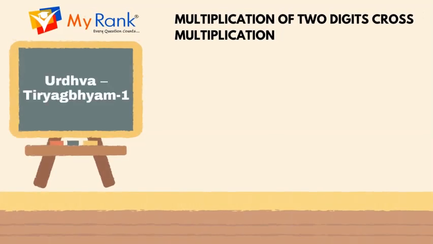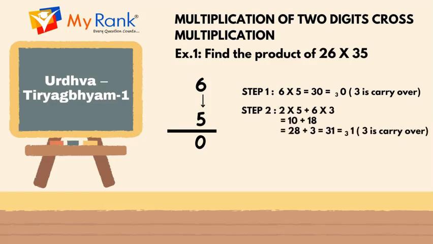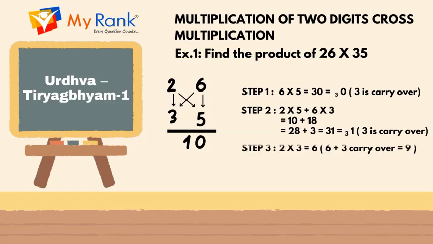Example 1. Finding the product of 26 into 35. Step 1. Vertical multiplication. That means multiplication of both the unit digits. That is 6 into 5 equal to 30. So, first digit is 0 and 3 is carried over. Step 2. Crosswise multiplication. That means multiply 2 by 5 and 6 by 3 and add. That is 2 into 5 plus 6 into 3 equal to 10 plus 18 equal to 28, plus 3, which is carried over, equal to 31. So, second digit is 1 and 3 is carried over.